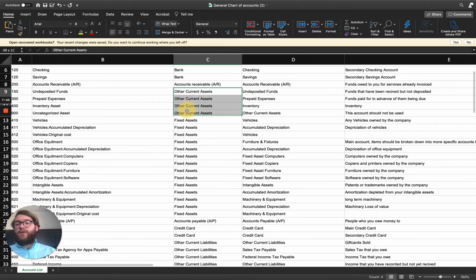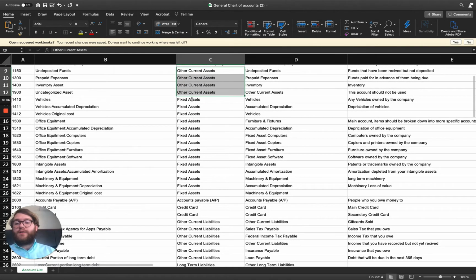Now those are all other current assets or current assets. That means that you currently, or you will be using those assets probably within the next 6 to 12 months. It's something that you will be using very, very soon rather than having it for a long term.